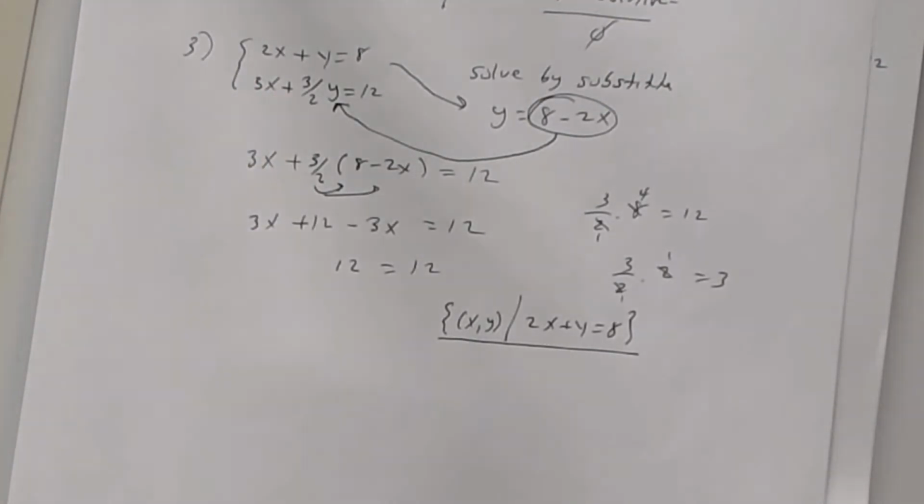All right. So it's not just any point that's in the coordinate plane. It's only those points that lie where? On that line. And how many are there? An infinite number.